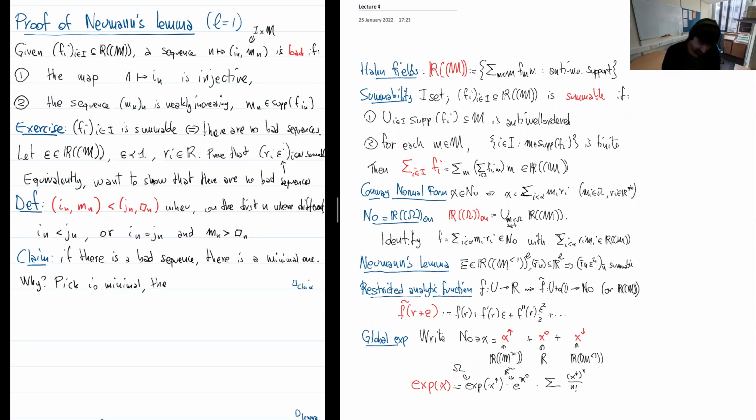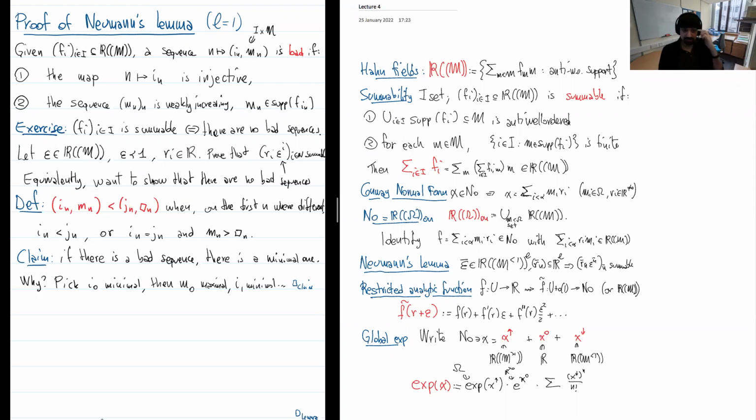And so I pick i naught, then I pick m naught maximal, and I continue. So now I fix i naught, m naught. I look at all the possible bad sequences with this first element. I look at the second one, and now I choose i1 minimal. And I keep doing this, just alternate. And the end result is a bad sequence.